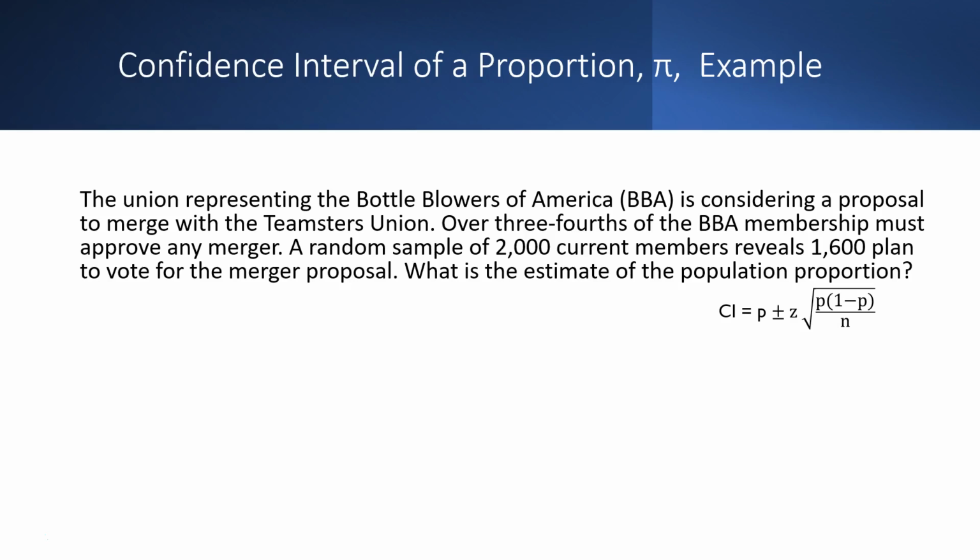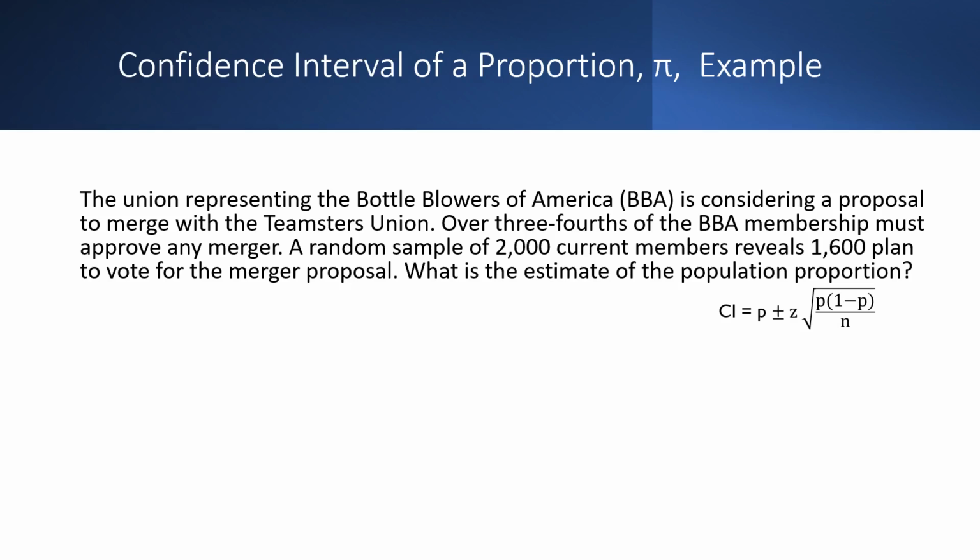So let's look at an example. We've got a union representing the Bottle Blowers of America. They want to look at a proposal to merge with the Teamsters Union. Over 3/4 of the membership must approve the merger. We have a random sample of 2,000 members. We have 1,600 who plan to vote in support of the merger proposal. What's the estimate of the population proportion?